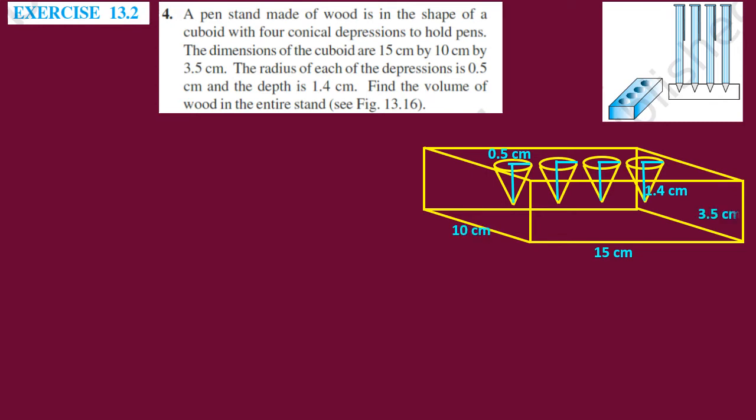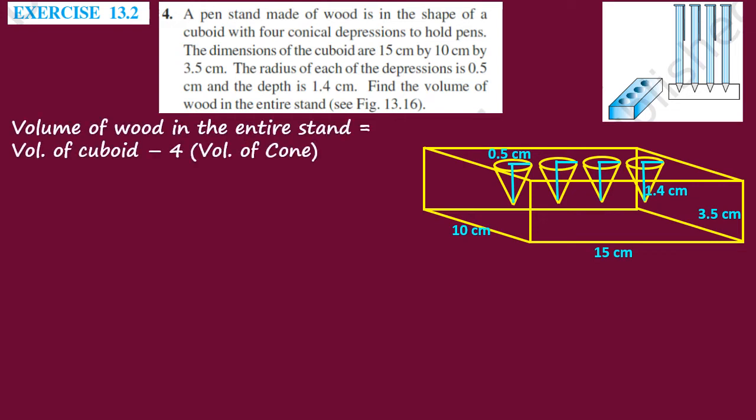So we have to find the volume of the wood in the entire stand. So in the wood, the conical shape depression is made. So that much part inside the cone, that much part is removed. The wood is removed. So volume of wood in the entire stand equals the volume of the cuboid, that is the wood piece in the shape of a cuboid. From that we carved the 4 cones. So that volume we have to remove. Then only we will get the volume of the wood in the entire stand.